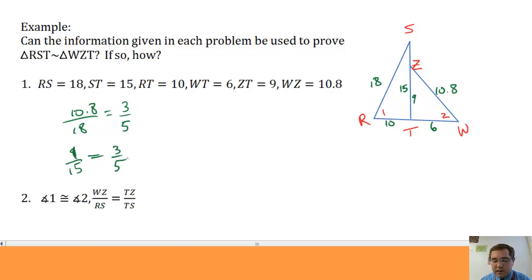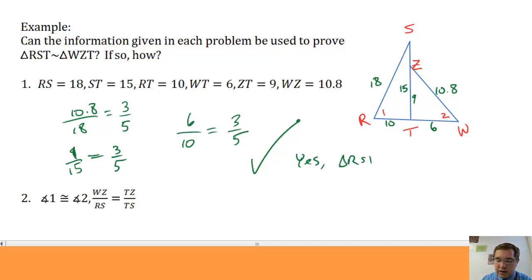Now we try the shortest sides. That's TW, which is 6, over RT, which is 10. We reduce 6 over 10. 2 goes into both of them, and we get 3 over 5. Yes, all three of them are the same. So, yes, triangle RST is similar to triangle WZT by the side-side-side similarity theorem.